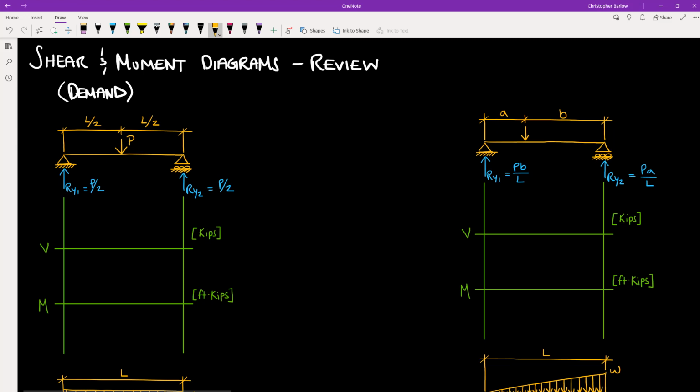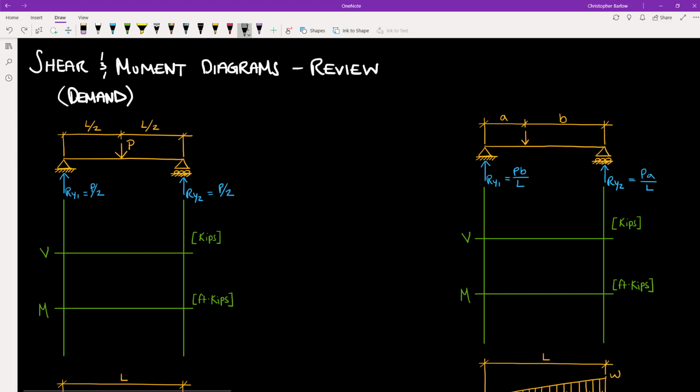So let's start with our first example of a simply supported beam with a point load at midspan. And by simply supported, I mean that we have a pin on one side and a roller on the other. Drawing the shear diagram is easiest because we simply follow our external forces directly. So let's start there. Starting from the left, we have our reaction Ry1 pushing up on the member by a magnitude of P/2. And so our shear diagram will jump up from 0 to a magnitude P/2.